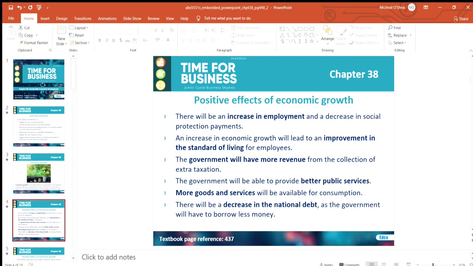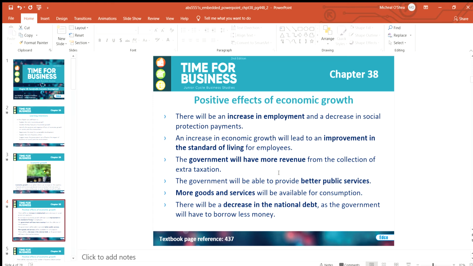Positive effects of economic growth, there's a large list of them here. Increase in employment. Obviously, if there's more things being produced, there's generally more people employed and less social protection payments as well in some cases. Improving standard of living. Why? Because if you think of it simply, if there's a class of 20 people, and all 20 of those people are employed, they have more money, they generally have a better standard of living, versus if half of the class is unemployed, you could have issues with living standards dropping because you don't have as much income.